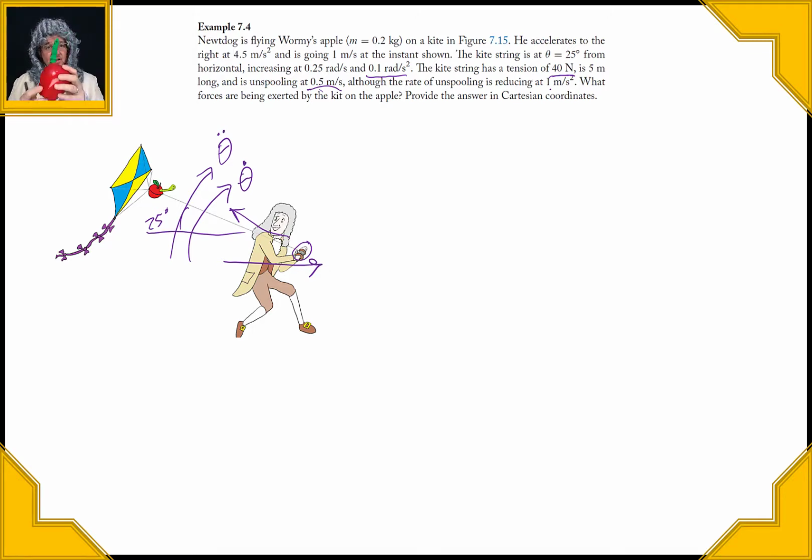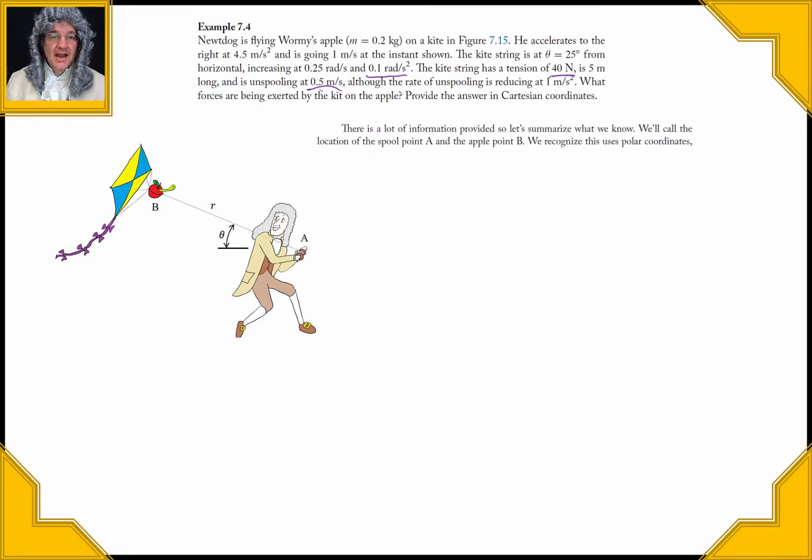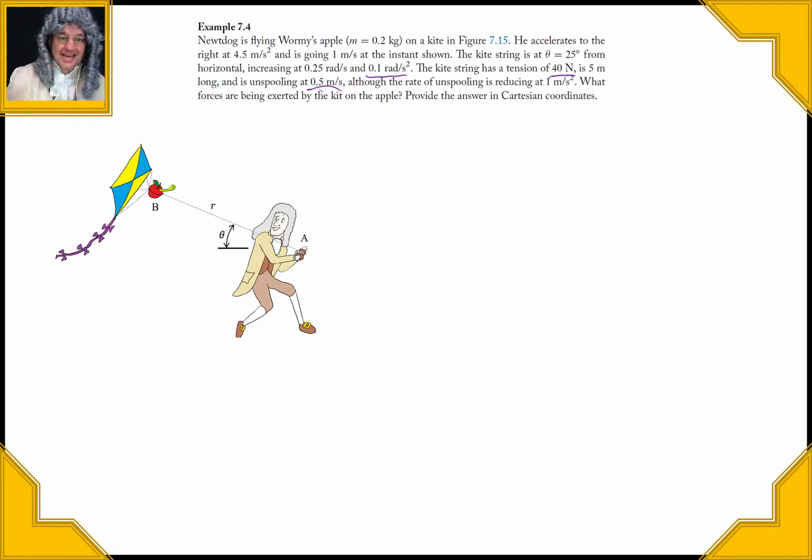So there's forces of the string being pulled onto the apple, and there's forces of the kite pulling in the other direction, and there's weight going, and poor Wormy, he's getting all kinds of forces put onto him. So I think I drew all this stuff on here, and now my marks are getting onto the thing. So let me clean that up. Okay. And also I label Newt Dog as point A and Wormy as point B.